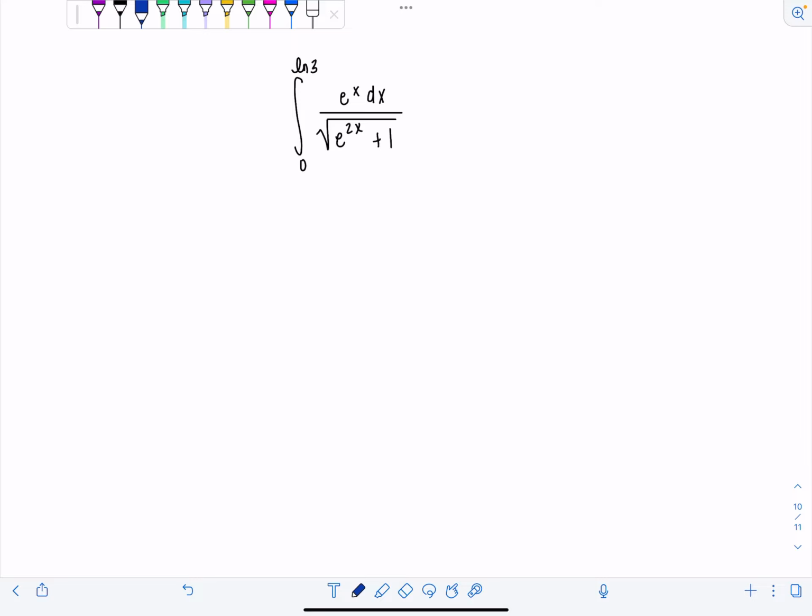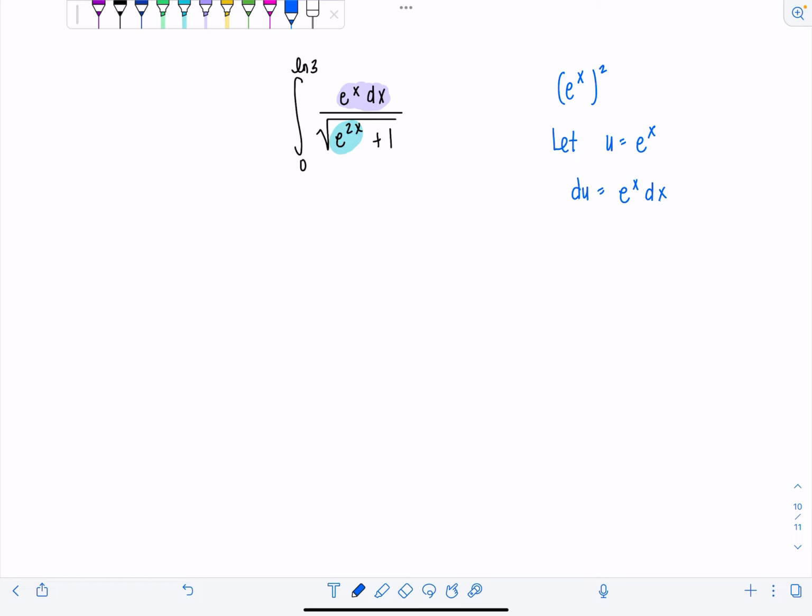So to start off, I notice I have e to the 2x, which remember, that's e to the x squared. And I'm inclined to make a u substitution since I see the derivative of e to the x sitting up here. So a natural choice would be to let u equal e to the x, and then du, of course, would be e to the x dx. And we're going to change our limits of integration pronto.